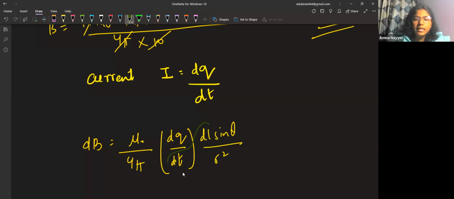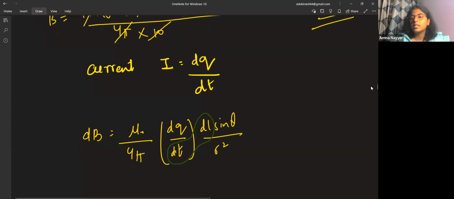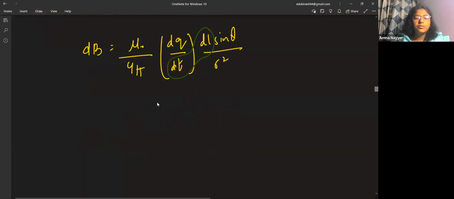dl over dt. Can anyone tell me what is dl over dt? dl is length, distance, over time. Velocity. Velocity. Very good. Yes, very nice. It is velocity. So velocity will be dl over dt.